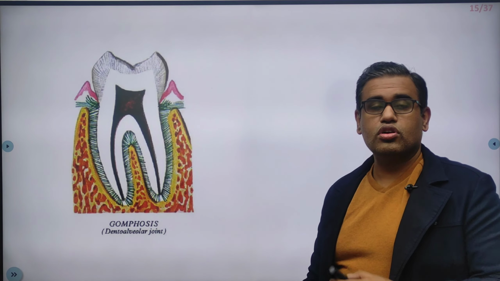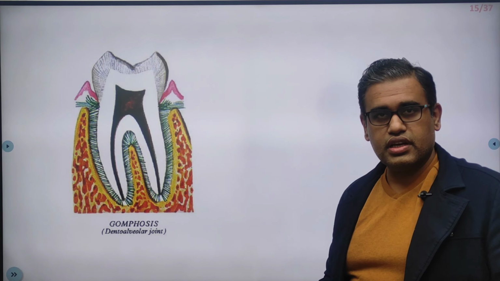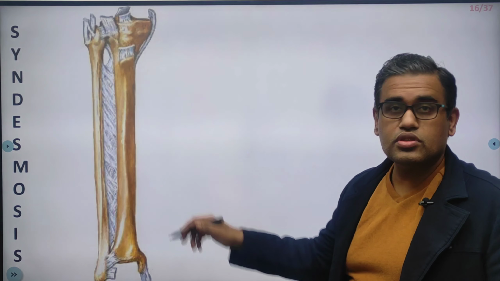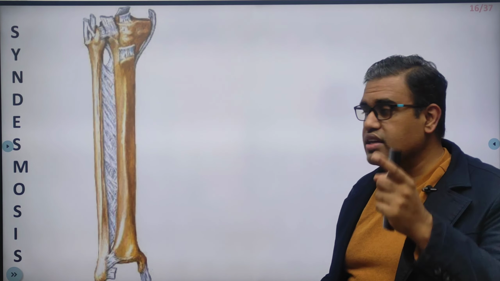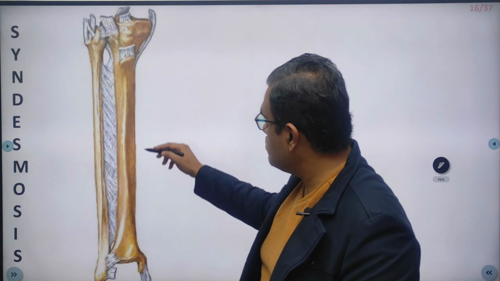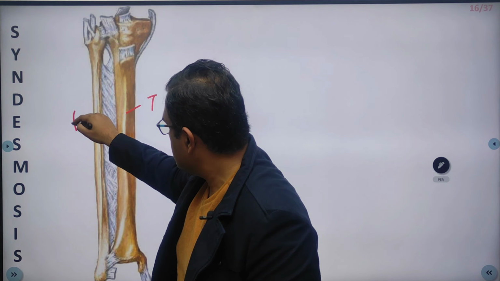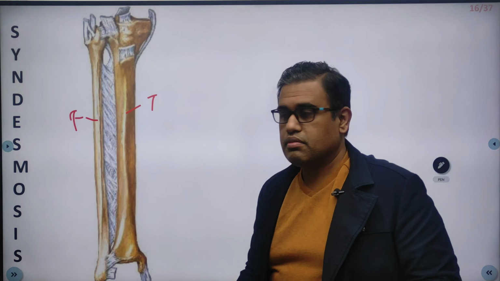Then after suture we have the gomphosis. Here we can see the tooth and the socket. The third variety, if you remember, was syndesmosis. Now syndesmosis is a very good example of fibrous joint. Here we are seeing two bones like a tibia and a fibula over here, which are joined by an interosseous membrane.